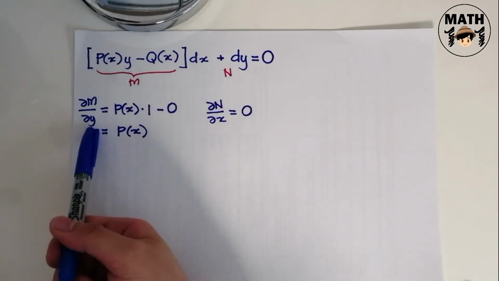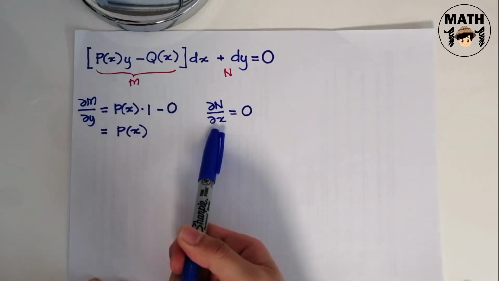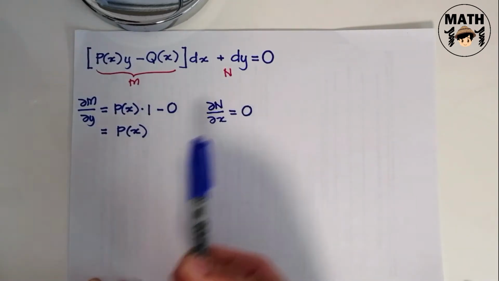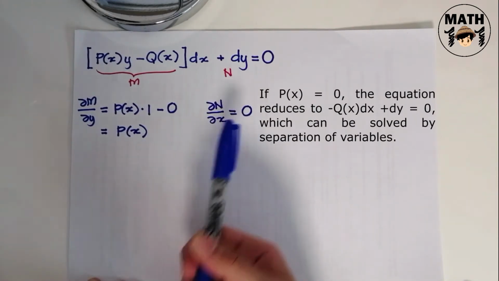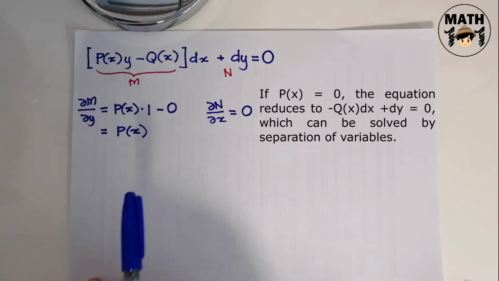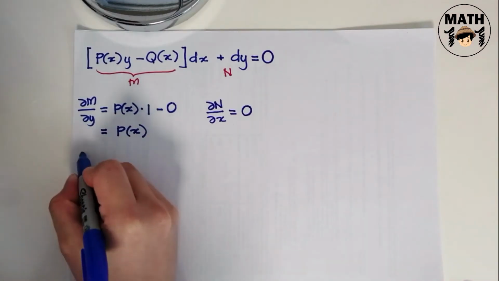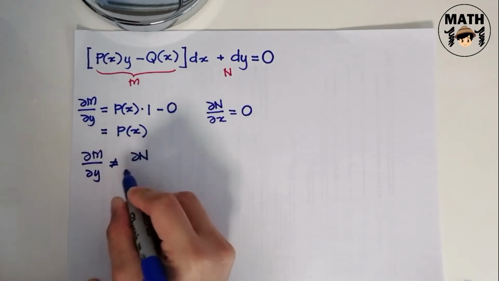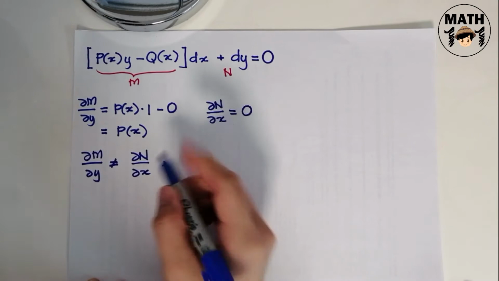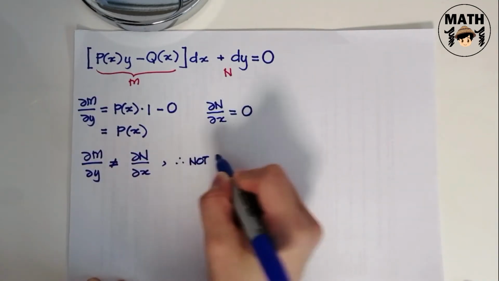As we can see, partial of M with respect to y, p of x, is not equal to partial of N with respect to x, which is 0. This can only be equal if p as a function of x is equal to 0. But in that case, yung equation na isa-solve natin is hindi na linear. It can be solved by variable separable. Since partial of M with respect to y is not equal with partial of N with respect to x, then this differential equation is not exact.